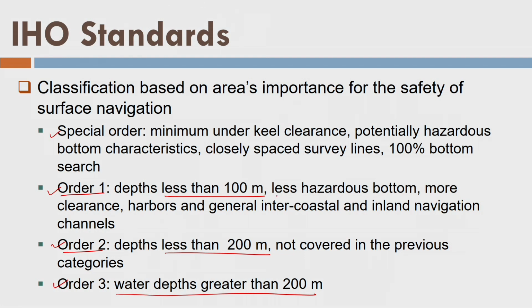Fine. That means for 100 meter or order 1 survey, we have less hazardous bottom, more clearances, harbour and general intercoastal and inland navigation channels. Now, what about the special order? Okay, we define a term, minimum under keel clearance. That means because of the weight of the vessel, what happens is the vessel or ship submerges partly into the water.